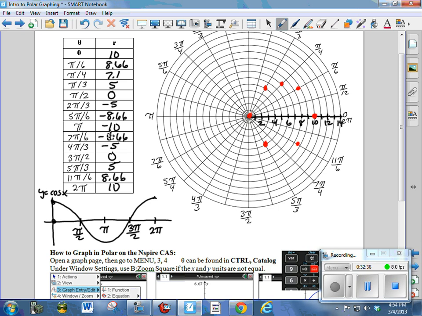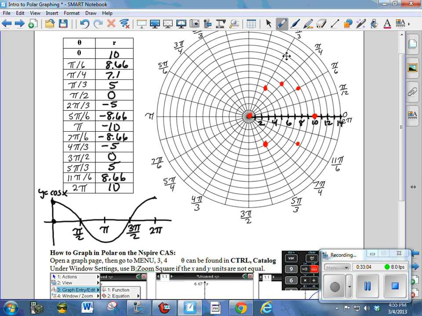If I go negative 8.66, so let me kind of find my 8.6. That would be about right in here. Negative 8.66, and then go 7 pi over 6. So that's all the way around plus another pi over 6. Look at that. I'm ending up on a point that I already plotted. It turns out that once you get to pi, everything starts to repeat. And so you would just make another loop around here.